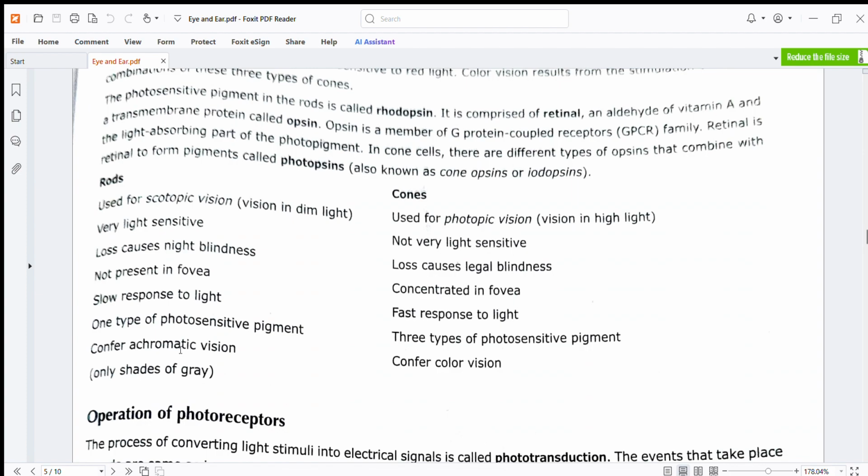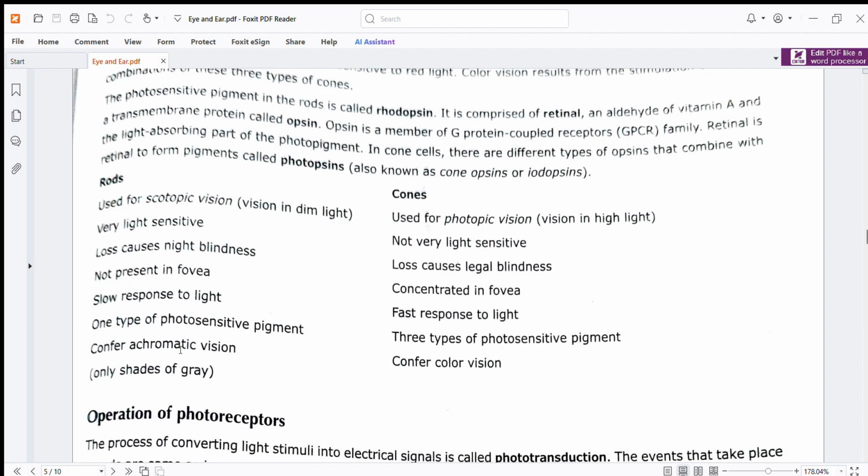Rods and cones, a comparison. Rods use scotopic vision in dim light. Cones use photopic vision in bright light. Rods are very light sensitive, cones are not very light sensitive. Rod loss causes night blindness, cone loss causes legal blindness. Rods are not present in the fovea, cones are concentrated in the fovea. Rods respond slowly to light, cones respond quickly to light.